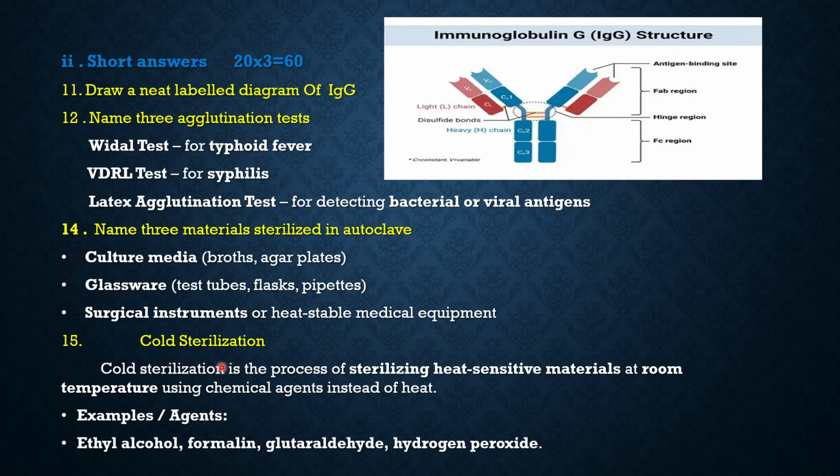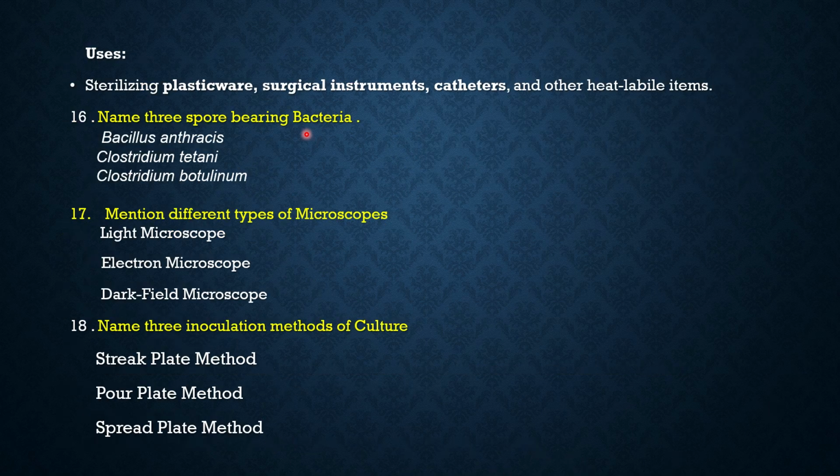Next is cold sterilization. So what is cold sterilization? It is a process of sterilizing heat sensitive materials, through which we cannot apply heat, and we use chemical agents here for sterilization like ethyl alcohol, formalin, glutaraldehyde, hydrogen peroxide, etc. And then mainly we use this for plastic wares, surgical instruments, catheters, and other heat labile items.